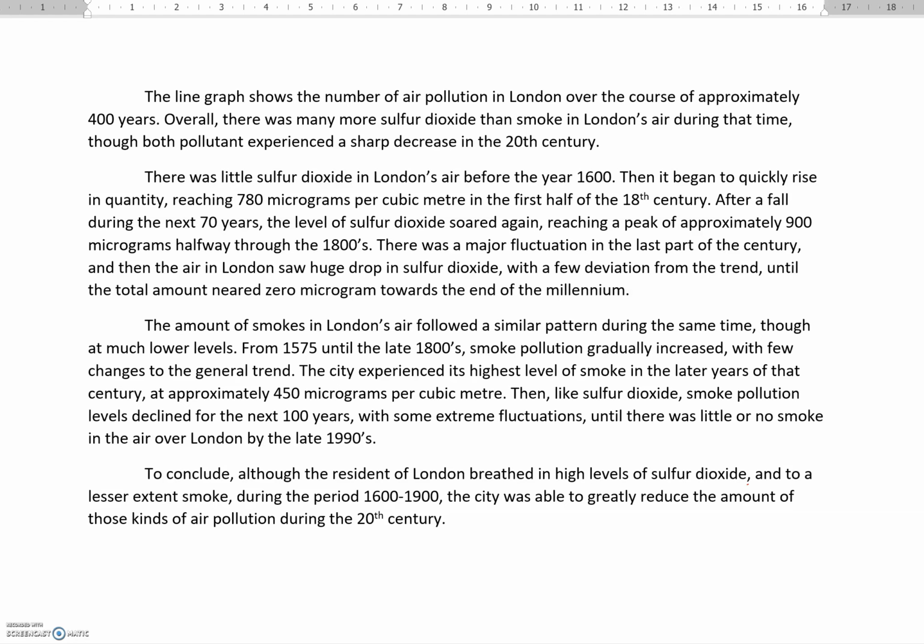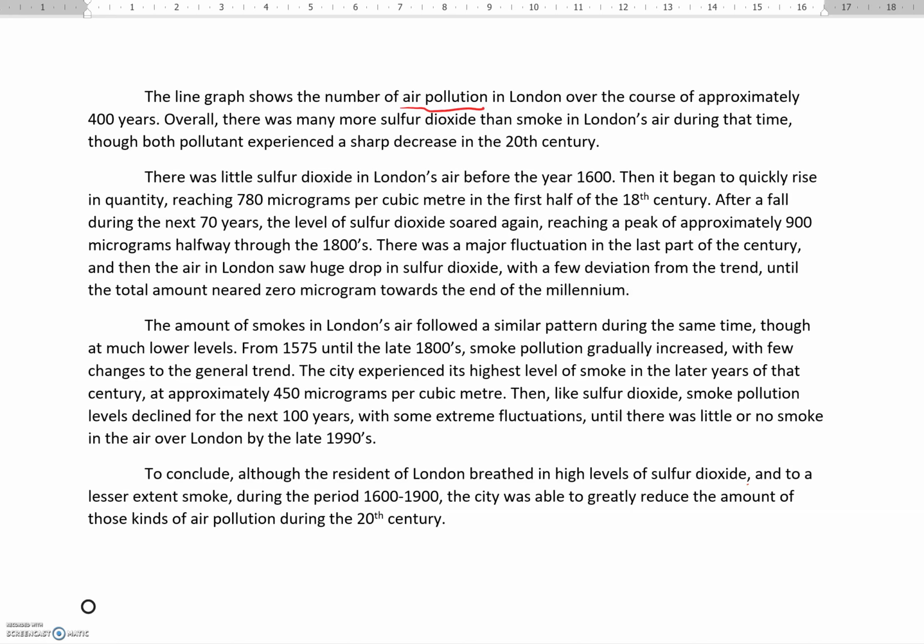Right, so let's look at this text, and I'm going to take you through some examples of how to edit for mistakes with count, non-count nouns and expressions, and singular plural nouns. Let's start at the beginning. The line graph, singular, good, shows the number of air pollution. Aha, we already have a problem.